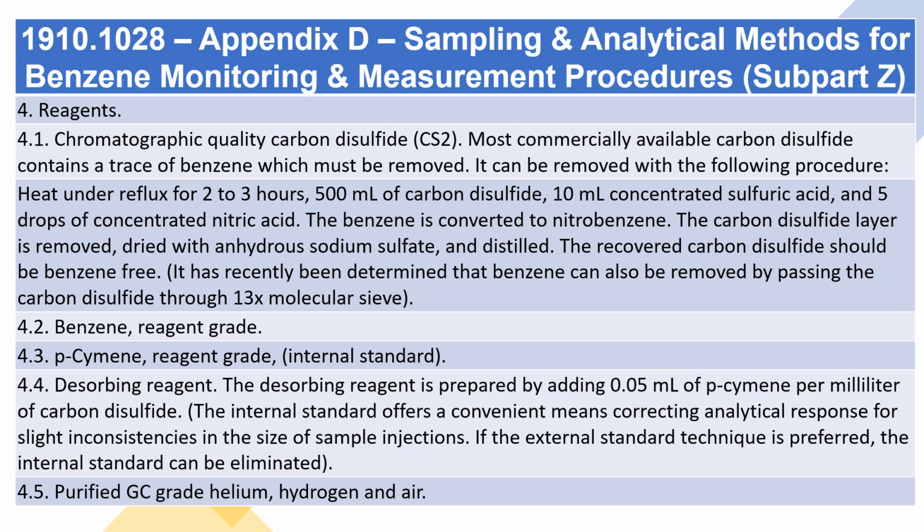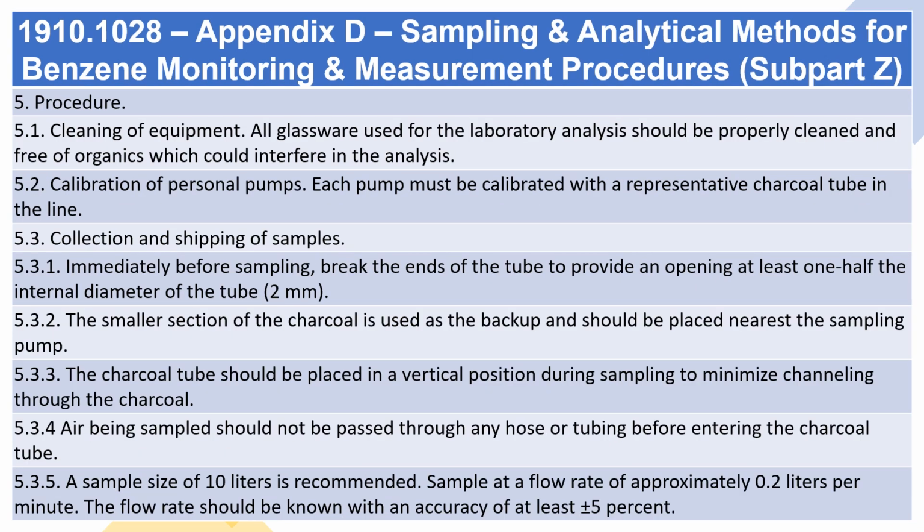4.5. Purified GC-grade helium, hydrogen, and air. 5. Procedure. 5.1. Cleaning of equipment. All glassware used for the laboratory analysis should be properly cleaned and free of organics which could interfere in the analysis. 5.2. Calibration of personal pumps. Each pump must be calibrated with a representative charcoal tube in the line.